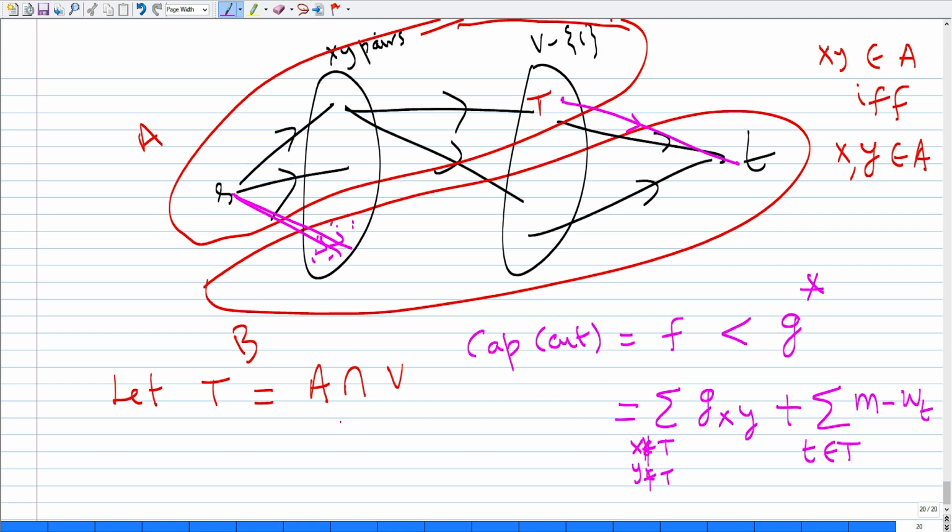So, this is equal to, I am going to say, G star minus this quantity. Okay, this is either x is not in T or y is not in T. That is what it means, because if both are in T, then x y must be in T. So, the guy is outside means that at least one of them is not in T. So, this is G star minus the summation of G x y, both in T, plus m times the cardinality of T, this is the first term, minus the summation of W t, t in T.